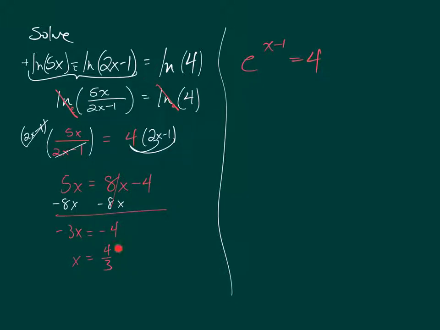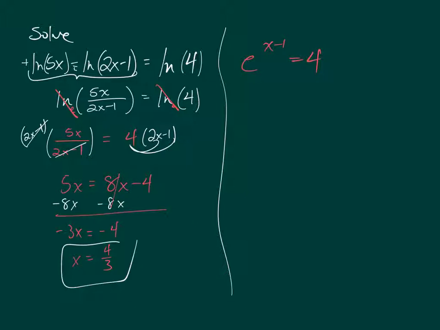Now I want to believe that this is going to be a good answer. I have to check. So if I put 4/3 in here for this x, 5 times 4/3 is 20/3. That's a positive number. So it works in this log. I also have to check this one. Well, 2 times 4/3 here is 8/3. 8/3 minus 1 is 5/3. Again, it works out just fine. This x results in a positive argument for this other log here. So this is a good answer.